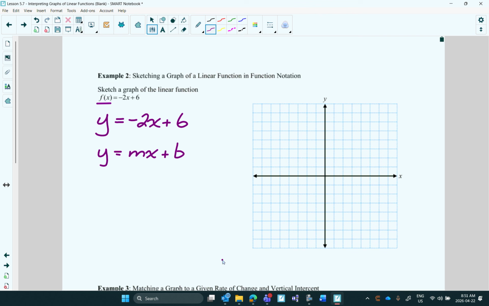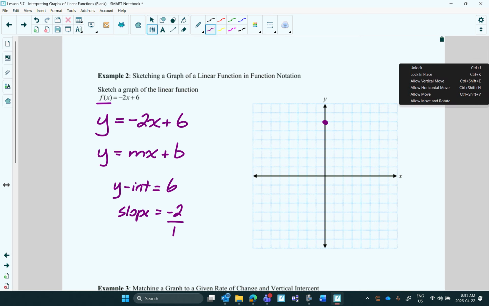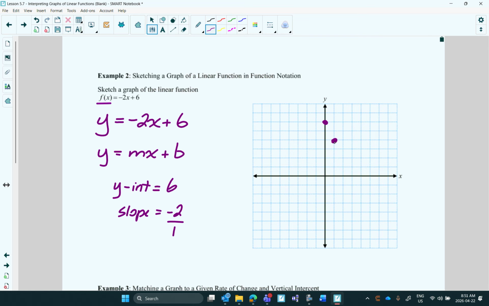M is the slope, b is the y-intercept. So what's the y-intercept of this equation? 6. And the slope? -2. And we want it rise over run, so we toss it over 1. So we plot the y-intercept of 6. And then from the y-intercept, the slope tells us to go down 2 and to the right 1. So 1, 2, 1. Draw your line. That's it.